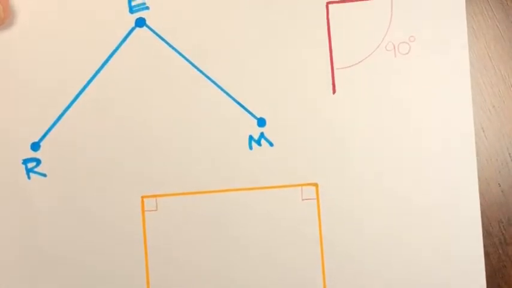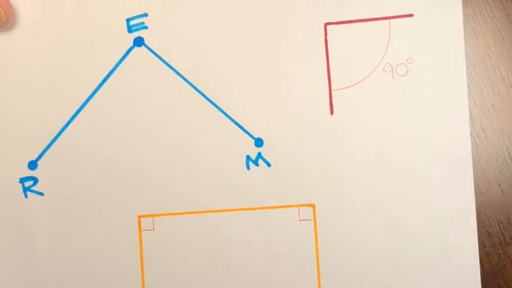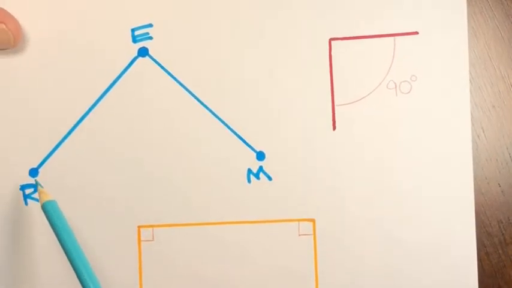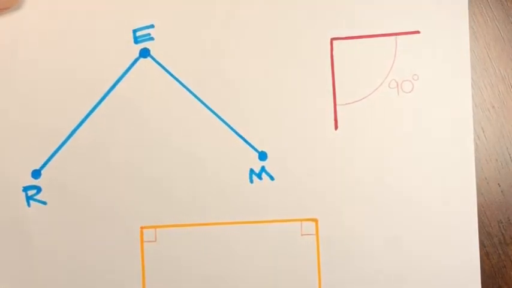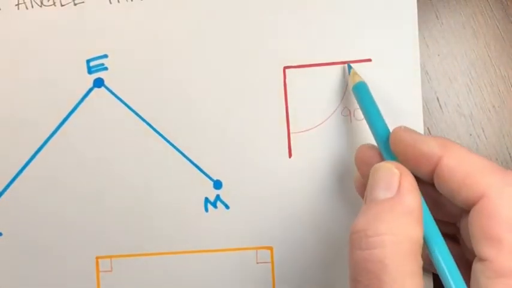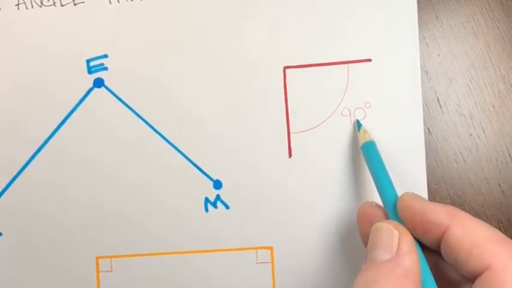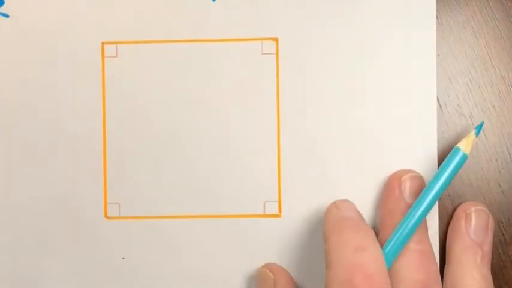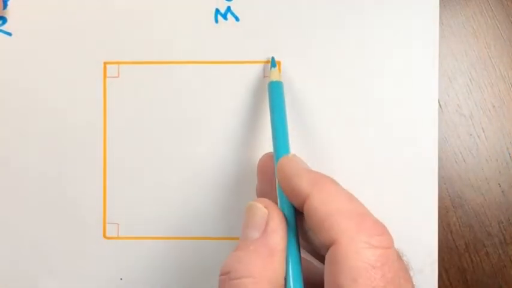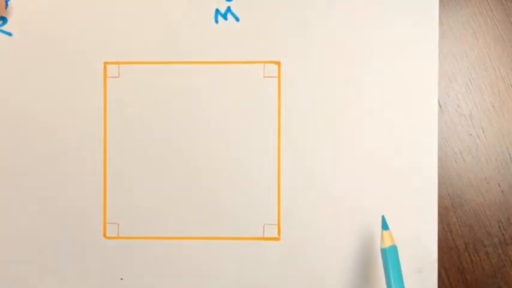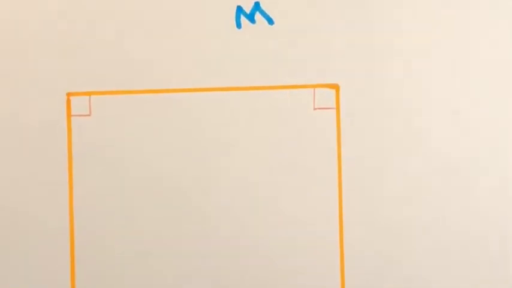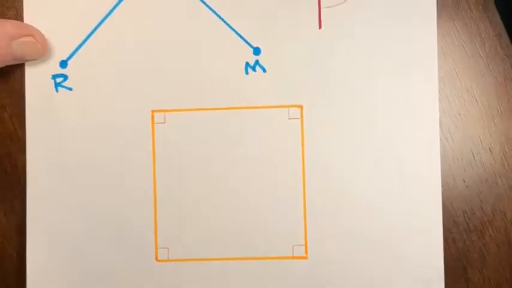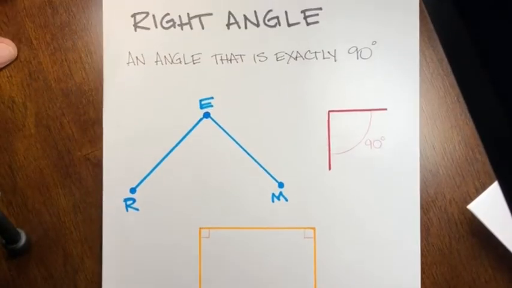So, here are some examples of right angles. And we have a right angle here that's called REM or MER. We have a right angle here that measures 90 degrees, and so that's why it's a right angle. And then we have a square here that has 4 right angles in it. And you'll sometimes see right angles identified by this little box in the corner. And that tells you that this is a right angle, that it measures 90 degrees.